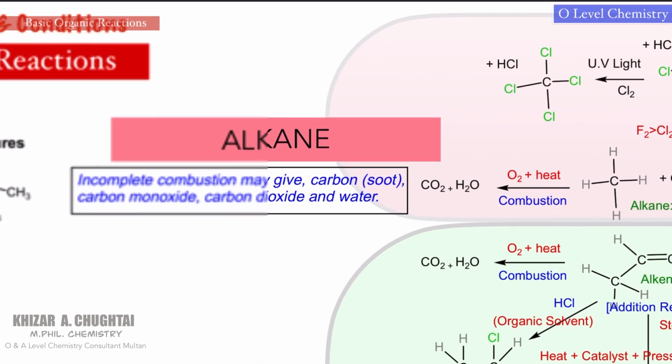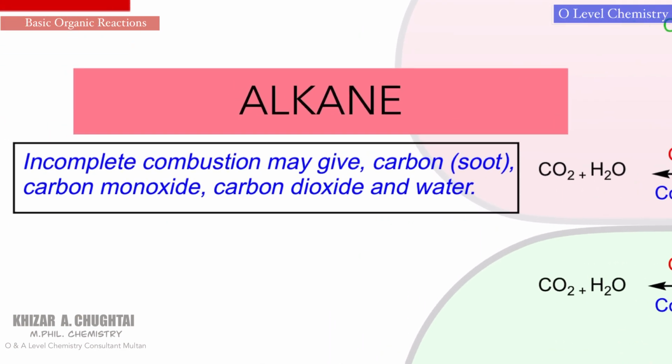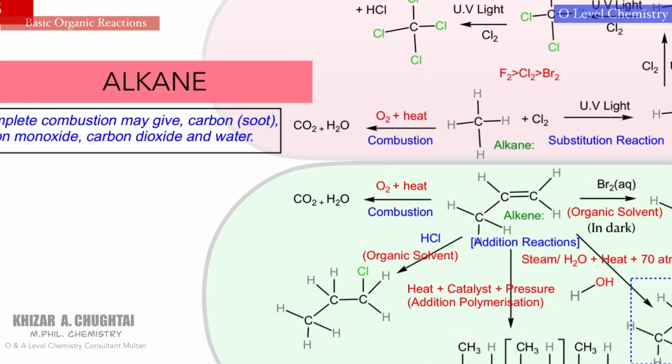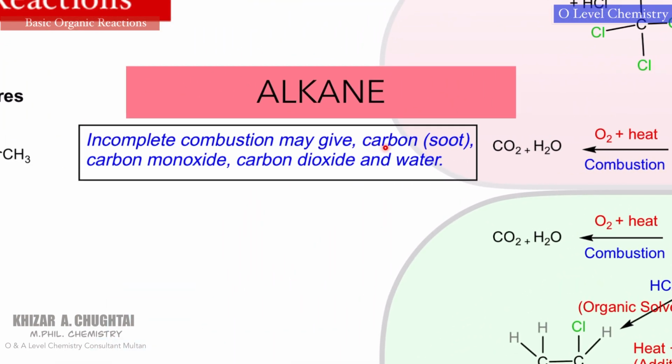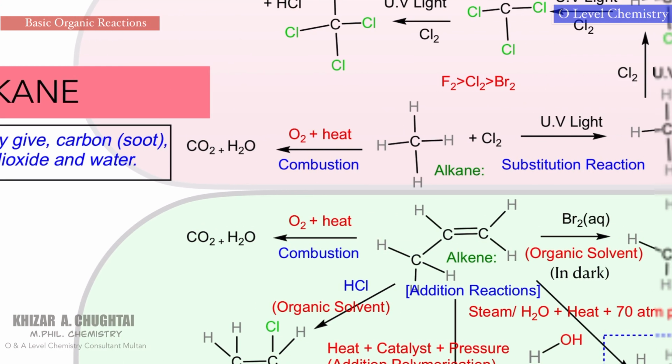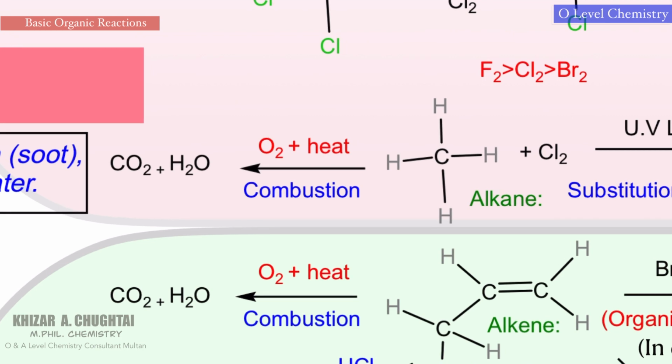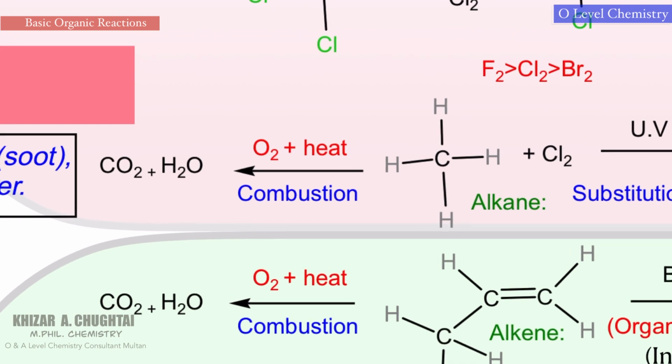But in case of incomplete combustion, there may be the formation of carbon black solid, that is the soot. There may be formation of carbon monoxide, and the formation of carbon dioxide, CO2, and water. So in incomplete combustion, you may have four products. But in complete combustion of a simple hydrocarbon, a compound having carbon and hydrogen only, there will be the formation of CO2 and H2O.